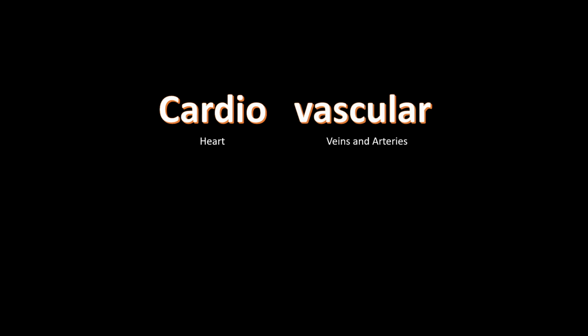For instance, the word cardiovascular. Cardio refers to the heart, which is the main character of this lecture, while vascular refers to the blood vessels in the body, such as the veins and the arteries. Veins carry blood towards the heart, while arteries carry blood away from the heart.